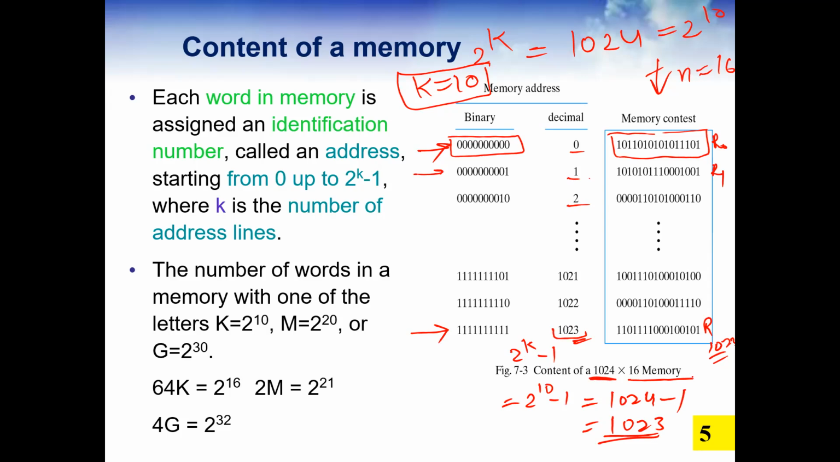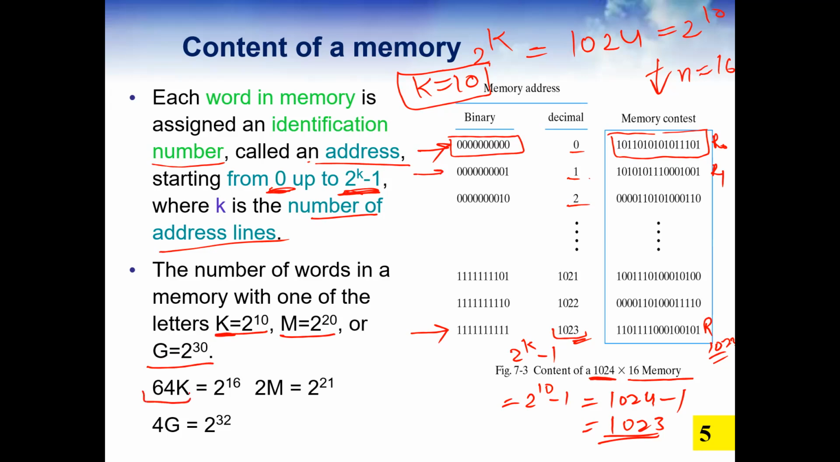Each word in memory is assigned an identification number called the address, starting from 0, and the last will be 2^k minus 1. k is the number of address lines, as I already explained. You must also know the meaning of kilo, mega, giga: kilo is 2^10, mega is 2^20, giga is 2^30.